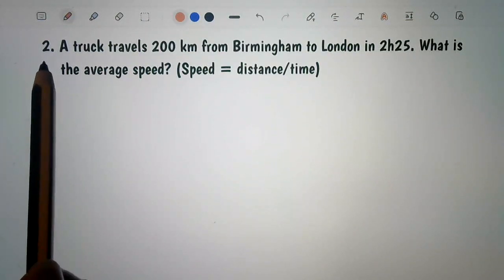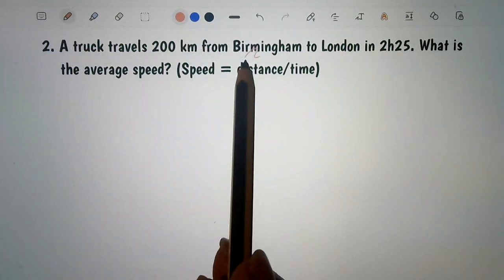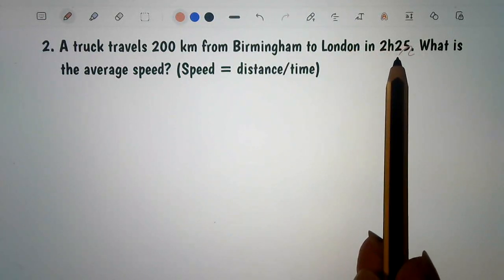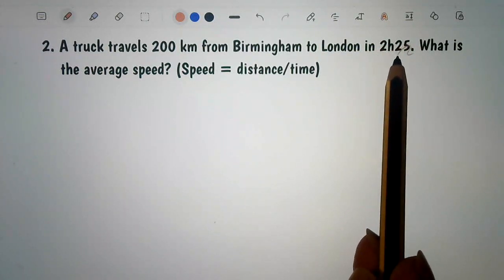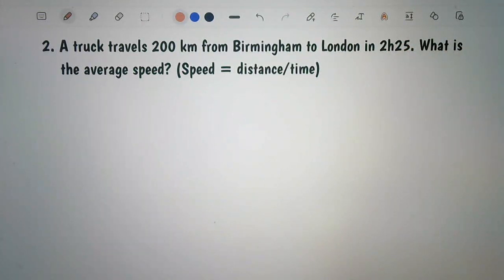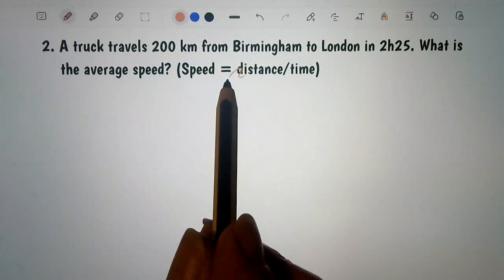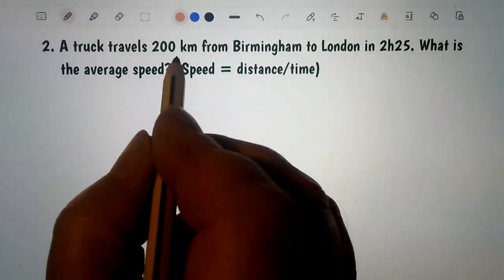Okay, so here we've got number 2. So we've got a truck travels the 200 kilometres from Birmingham to London in 2 hours and 25 minutes. That's what that means. It's not 2.25 hours, 2 hours, 25 minutes. And we want to know what is the average speed. And we've got the formula speed equals distance over time. I don't think we need to draw a diagram for this now, do we?